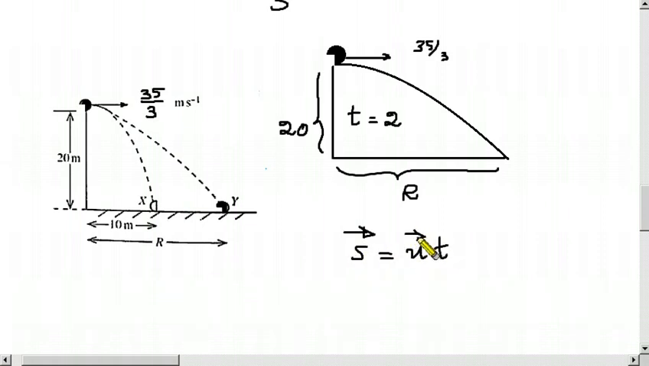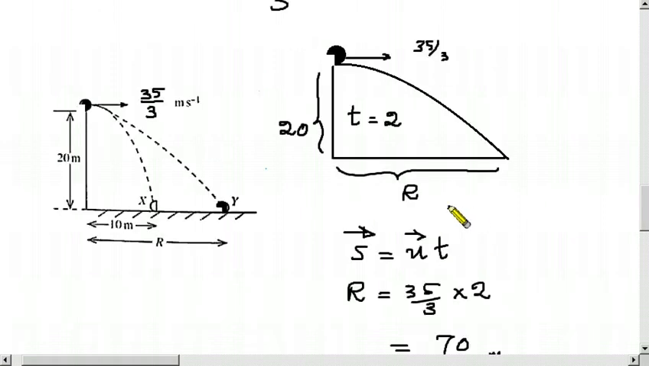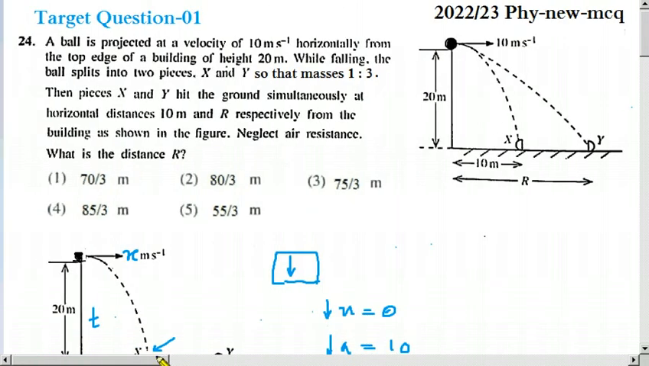Only we have to use s equals ut. S is now r, u is 35 divided by 3, the time is 2. So 70 divided by 3 is the answer. This is the horizontal displacement of y. So the answer is the first one. This one is the answer.